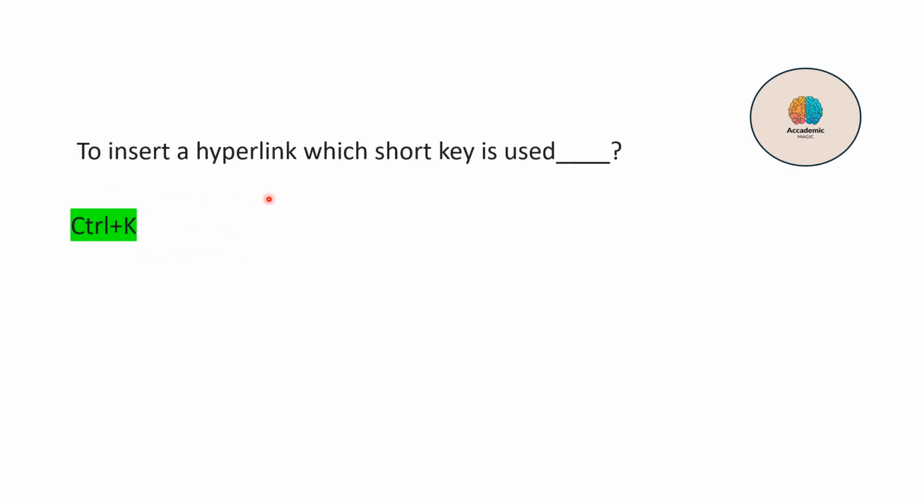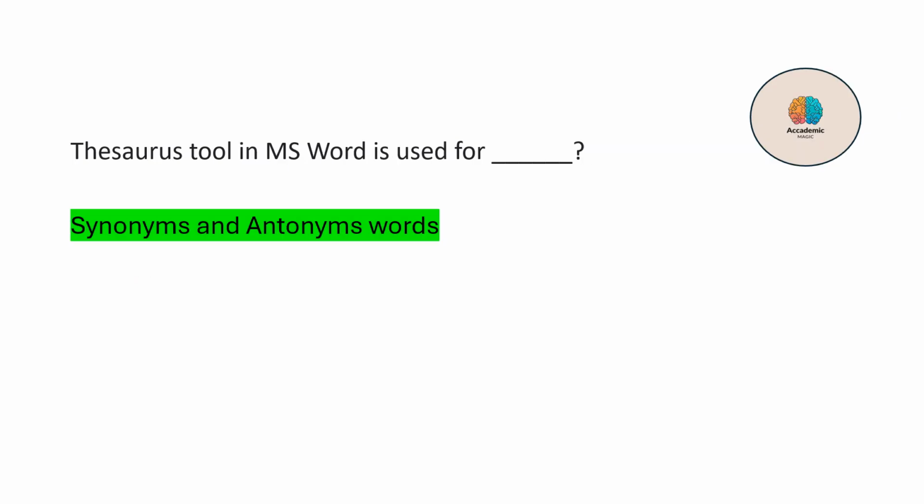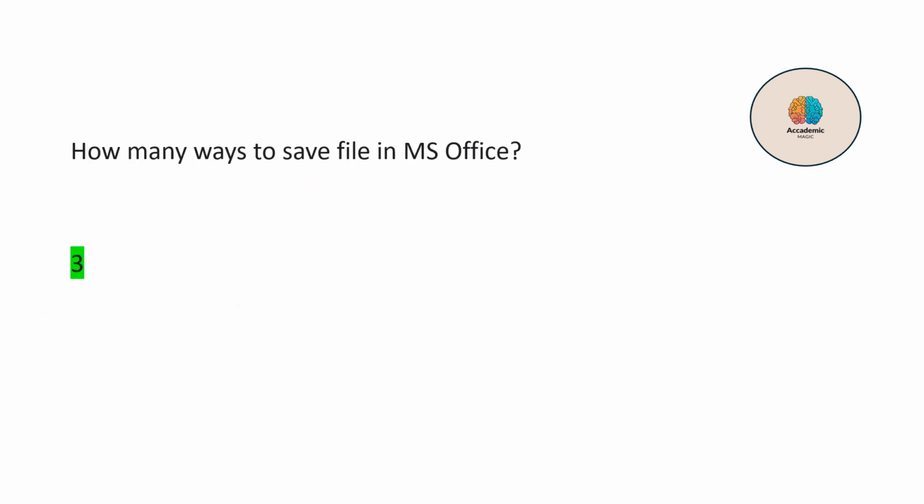To insert a hyperlink, which shortcut key is used? Ctrl+K is used to insert a hyperlink. Which shortcut key is for opening the font dialog box in Microsoft Word? Ctrl+D. तो बंदा याद रख सकता है Ctrl+D for dialog box. Thesaurus tool in MS Word is used for synonyms and antonyms.